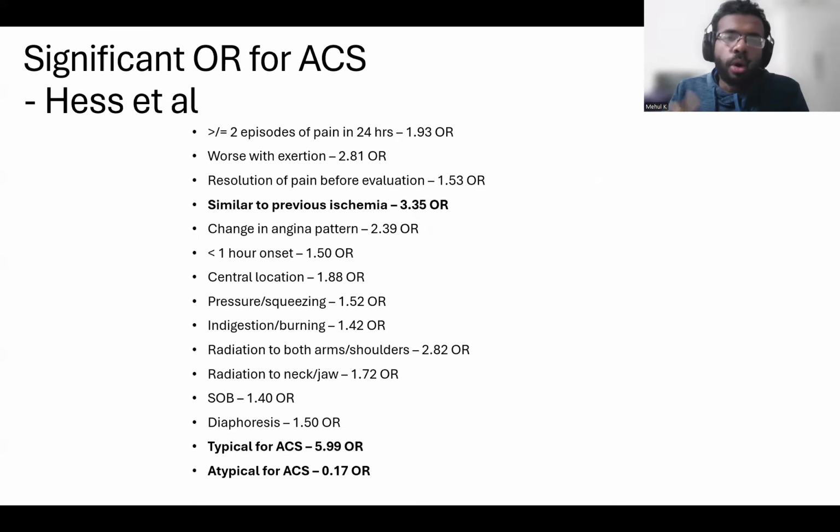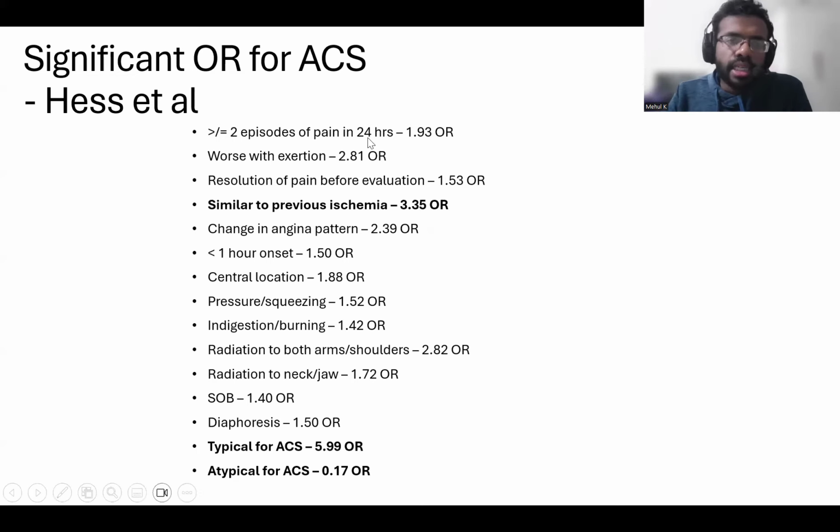Now, coming to which factors actually increase or decrease the risk of ACS. If you have a higher odds ratio, that means it's more likely to be MI, and if it's lesser, then it is less likely to be MI. If it is around one, then it is completely useless to decide. So, one thing that can be useful is that if the pain is exactly the same as a previous episode, that can help you see that perhaps this patient is again having a repeat infarction.